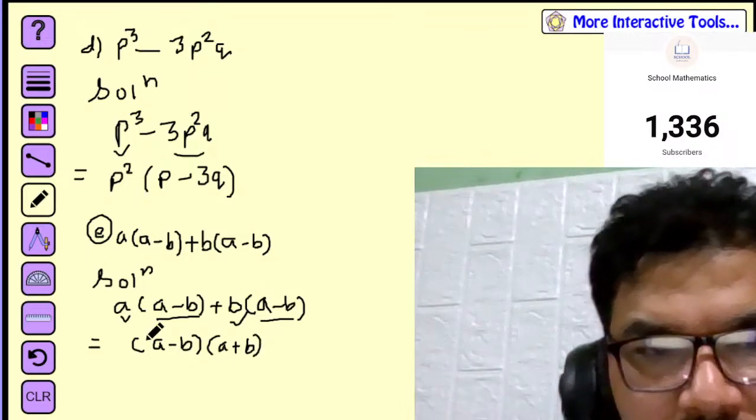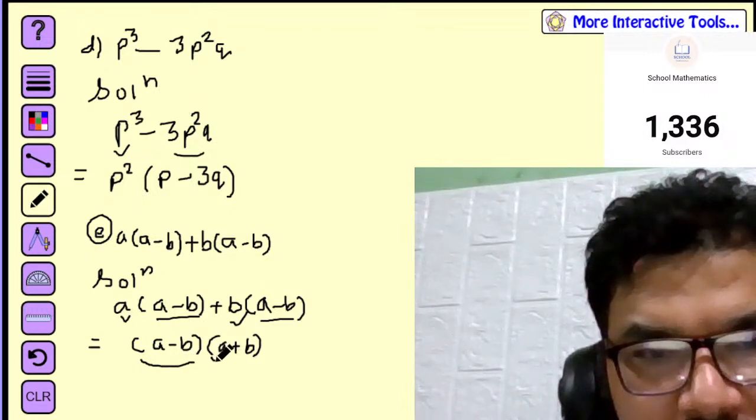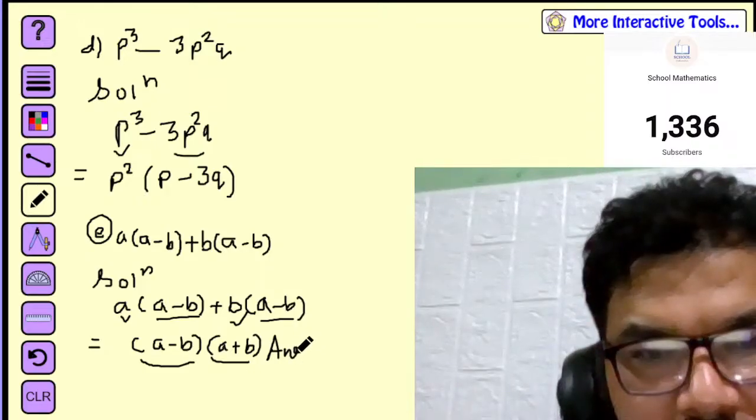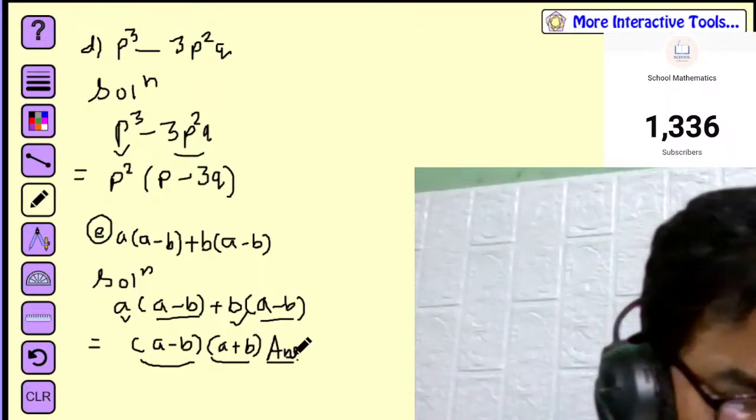Like this we factorize, and we got two factors. This is one factor and this is another factor. This is our answer. Okay, like this we solve it.